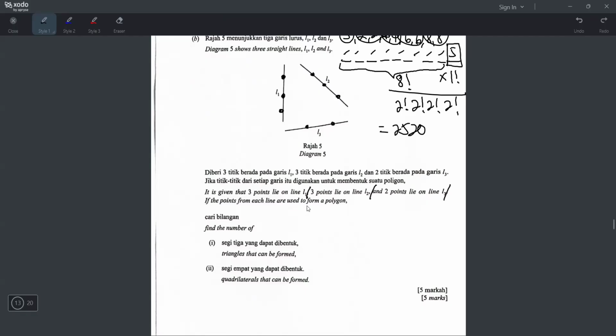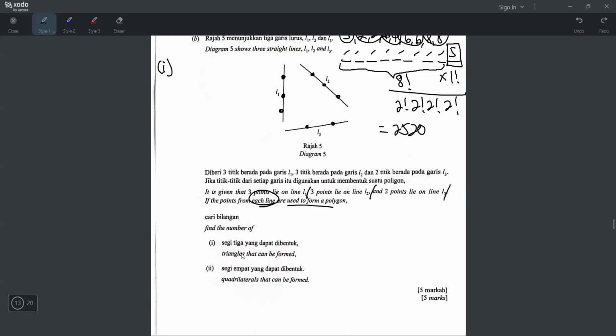Okay. If the points from each line are used to form a polygon, so what's the meaning? Points from each line. It means that 3 lines are used lah. It can be like this, right? It can be like this, right? But it cannot be like this. Because if you do like this, then one of the lines is not used already. So they did mention here each line is used, right? So it means every line has to use at least 1 point. Okay. All the garisan punya point kena sekurang-kurangnya kena guna 1 point in each garisan. Okay, now we understand the question.